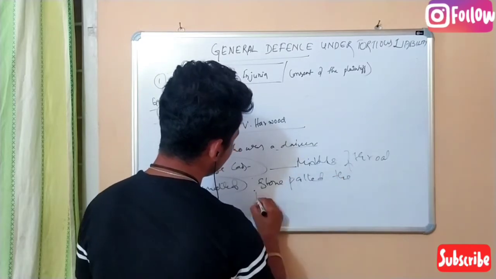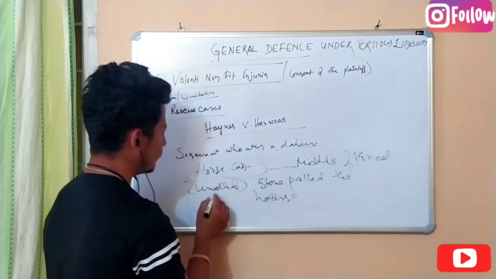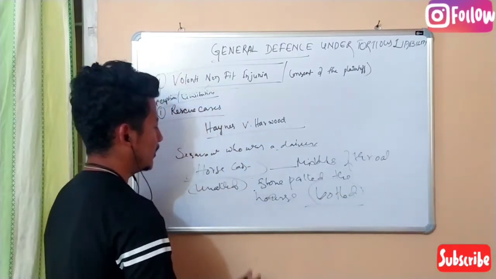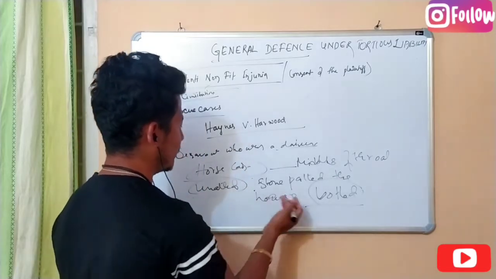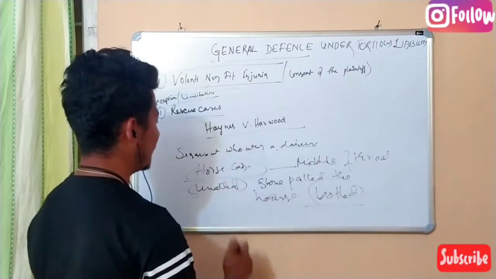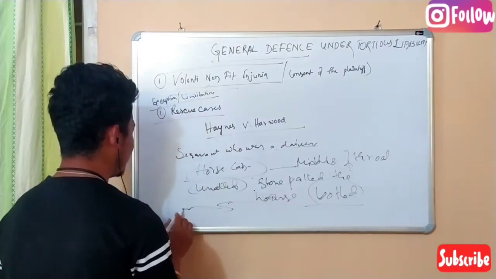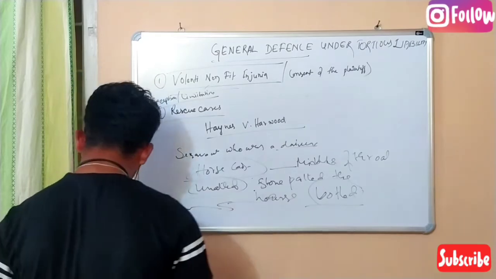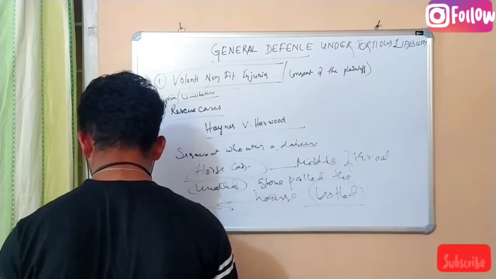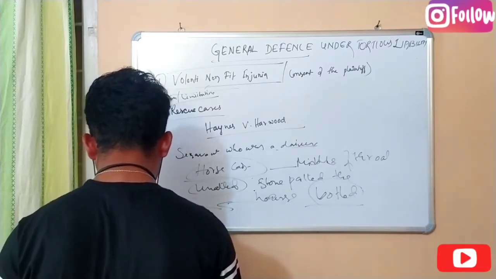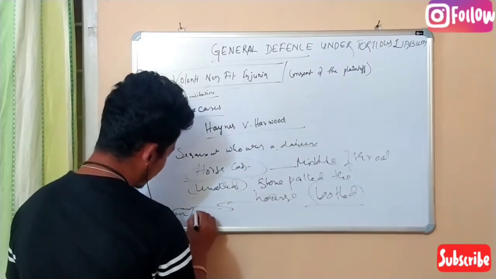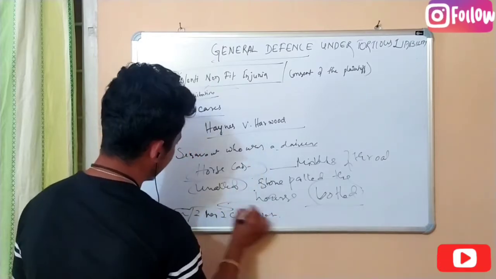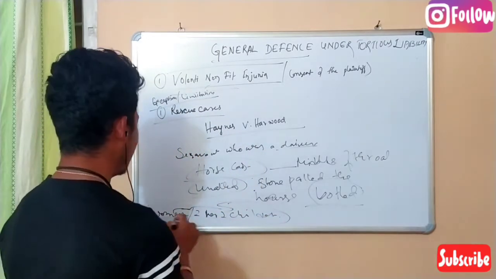He pelted the stone at the horse, and thereby what happens? The horse bolted, B-O-L-T-E-D. Remember, these words are very important. So the horse bolted because of the stone pelted at it, and thereby the horse started running and caused apprehension to the woman and her two children. So the horse caused danger to the woman and two children.